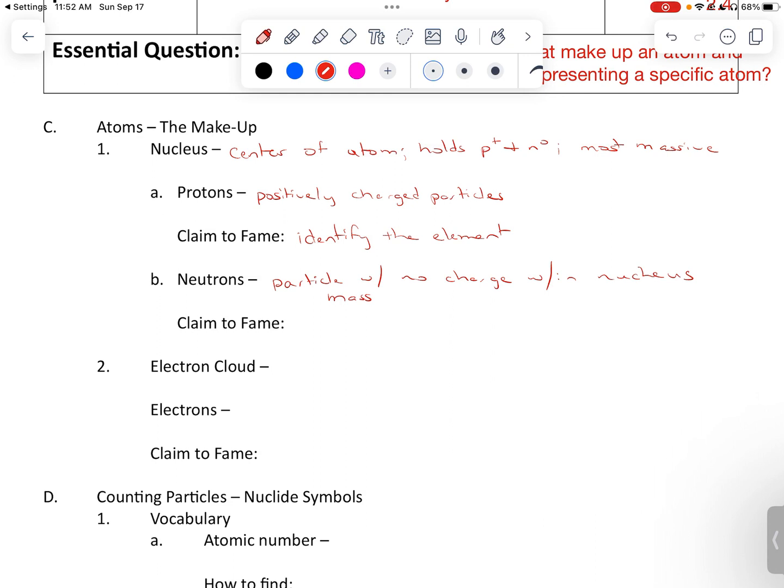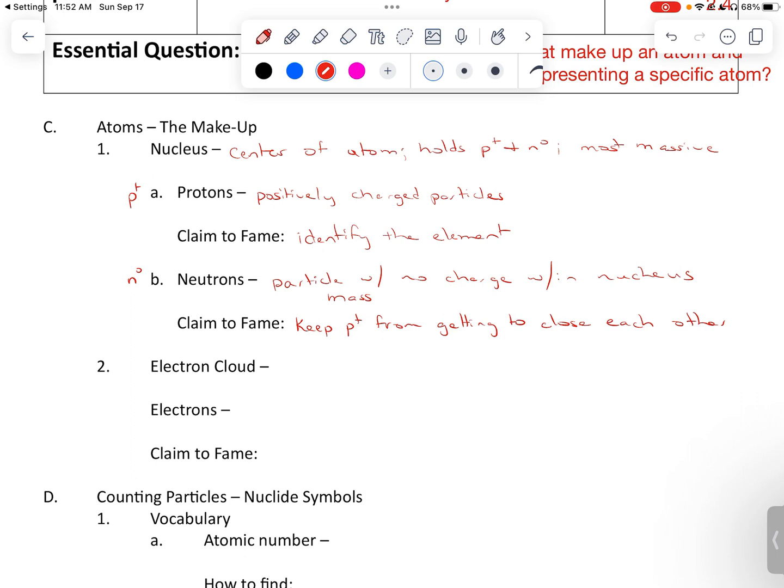Now, the neutron's claim to fame: while some of us might think it's not very important, it's actually very, very important. What do we know about positives when they come together? They tend to repel each other. So our neutrons keep the protons from getting too close to each other and thus exploding the atom. We really don't want that. Real quickly, our abbreviation for a neutron is n with a superscript 0, and our proton is p with a plus, positively charged, and the neutrons have no charge. So that's the nucleus.